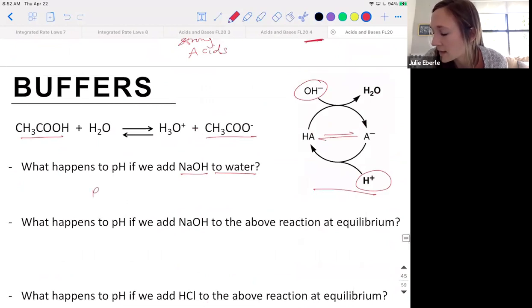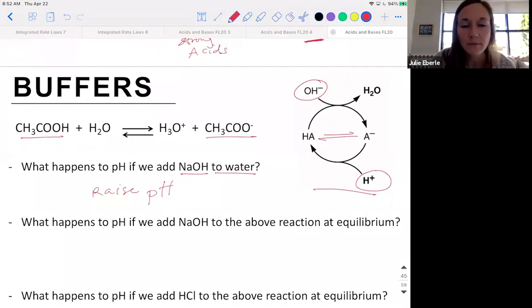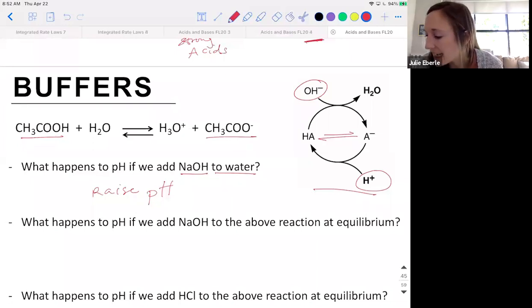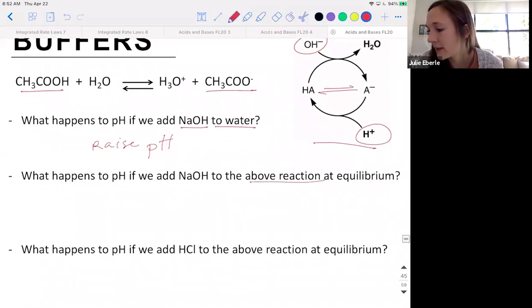Okay, so it would raise pH. We have no buffer in place, so inherently pH would go up. But now, if we have the above reaction, this is a buffer. We have a weak acid and a conjugate base. So essentially, we're asking what happens to pH if we add NaOH to a buffer?